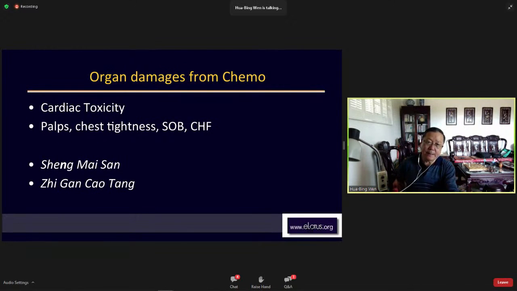So now we talk about the organ damage from the chemo. The most common is cardiac toxicity. After chemo, they have shortness of breath, chest tightness, even palpitations. And the most common, a couple we use, one is 生脉散.